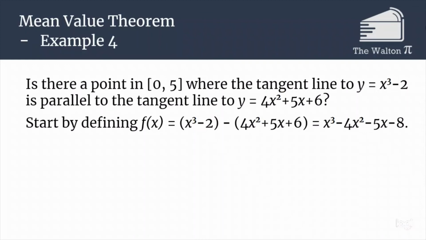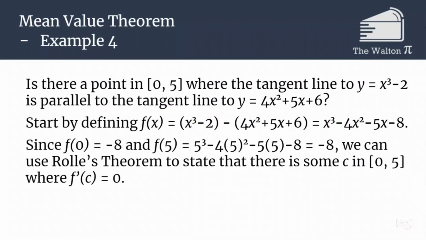So f of x is x cubed minus 2 minus the quantity 4x squared plus 5x plus 6. So f of x is x cubed minus 4x squared minus 5x minus 8. And so now we can look at f of 0 is negative 8 and f of 5 is also negative 8. So that means we can use Rolle's theorem to state that there is some point c in the interval 0 to 5 where f prime of c is equal to 0.